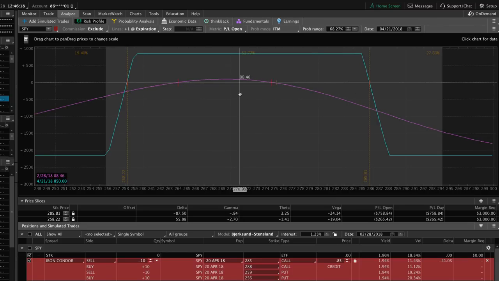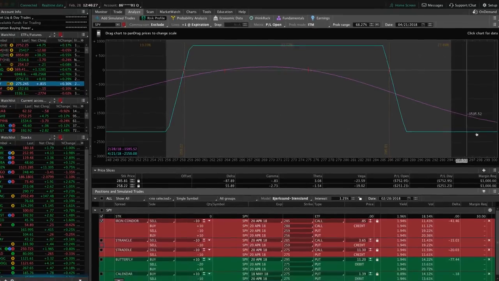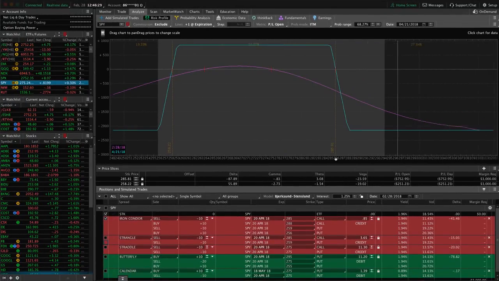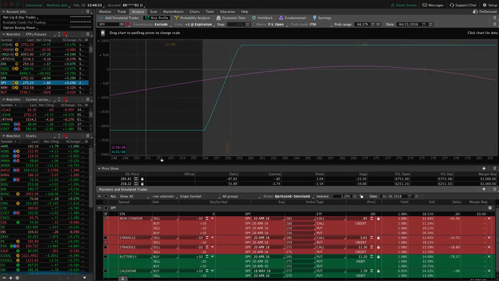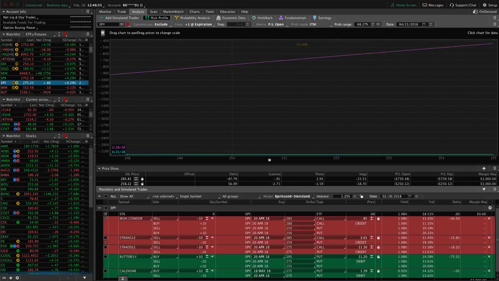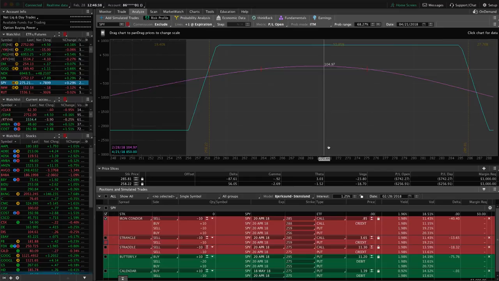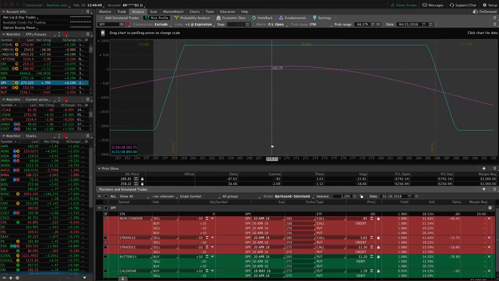and our max potential profit is going to be much lower as well. But in return for that, you have defined risk. So you can see where it flatlines here all the way to the upside, no matter how high the stock goes. And the same thing on the downside. If the market were to crash, that's the maximum that you can lose. So there are positives and negatives to both.